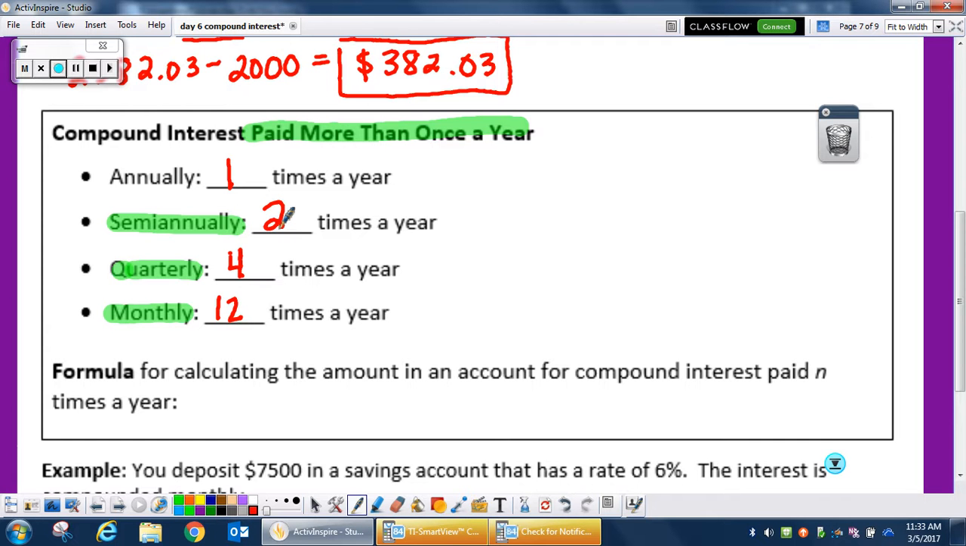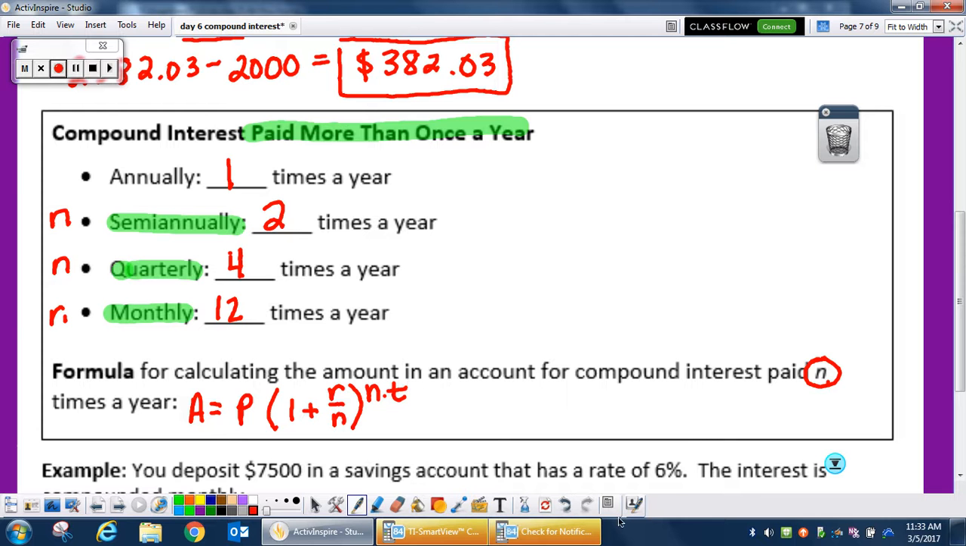So in this case, we have a different formula, and you can see that the new variable is going to be n, so n is going to be the number of times. So this would be your n, and you're going to have that new formula. So that's A equals P, parentheses, 1 plus R divided by N, to the n times t power, okay?